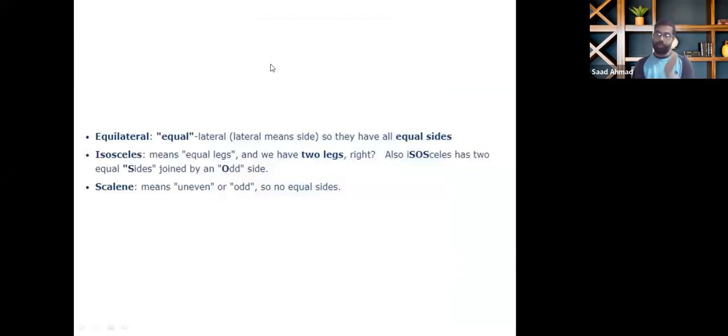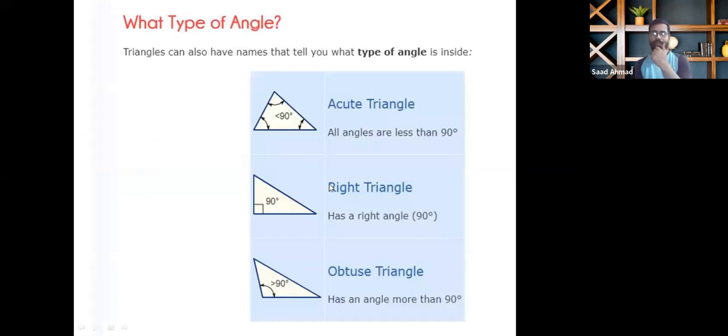Okay, so equilateral: lateral means the sides, so they have equal sides. And isosceles means equal legs. We have two legs, so iso means two legs that are equal. Okay, and scalene means uneven or odd, so no side is equal. So these are the names and types of the triangles.